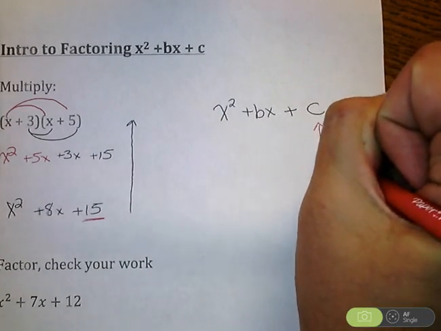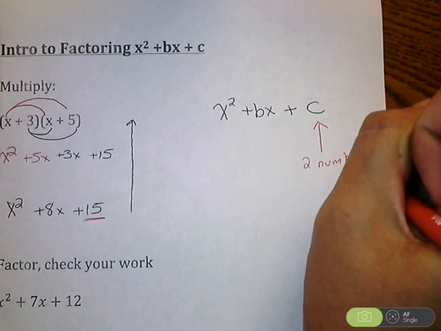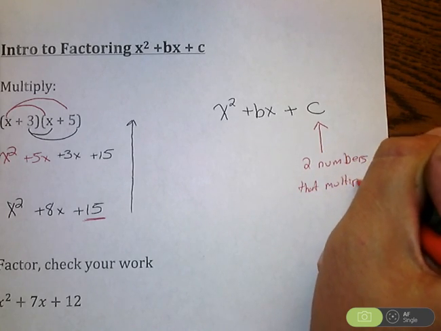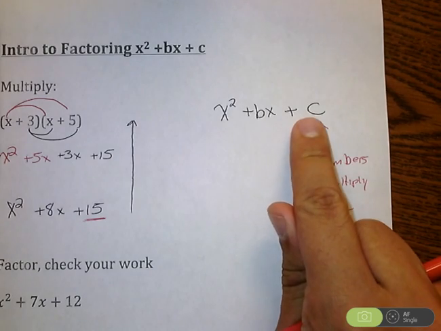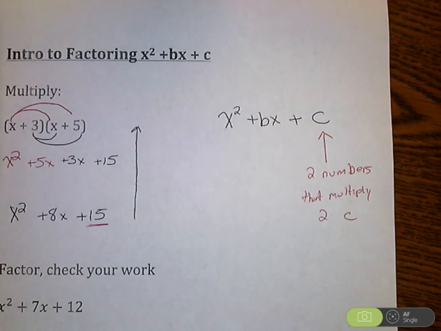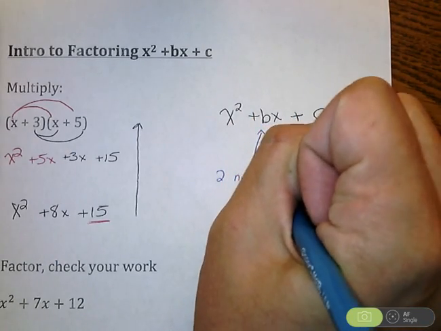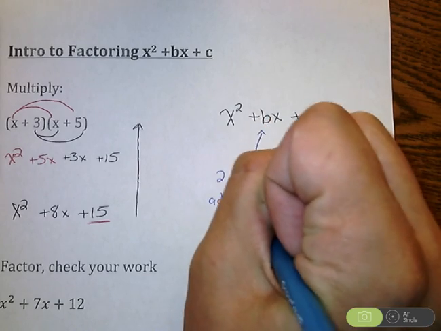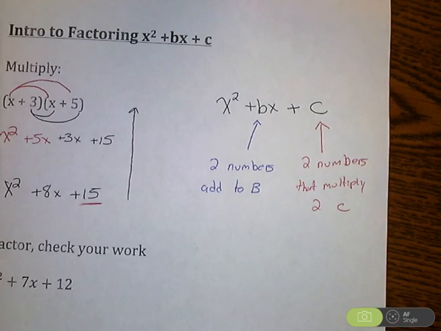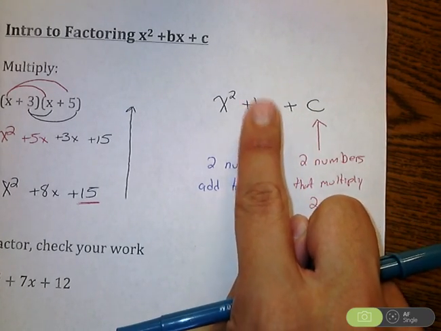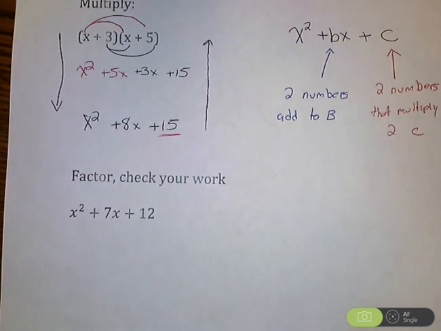We're looking for two numbers that multiply to c. So two numbers that multiply to the back number, but these same two numbers need to add to b. So two numbers that multiply to c and add to b. So we're looking for two numbers that multiply to the back, but those same two numbers need to add up to be the middle. I'm going to show you a few examples of how that works. The best thing about this is we're going to be able to check our work and know we're right. So we're going to factor and check our work.